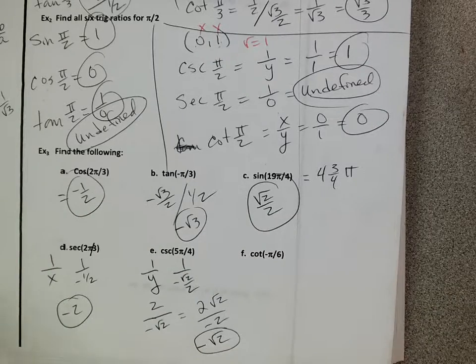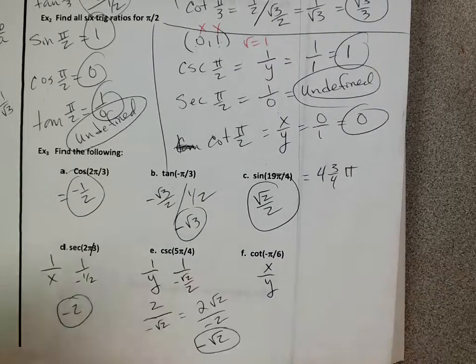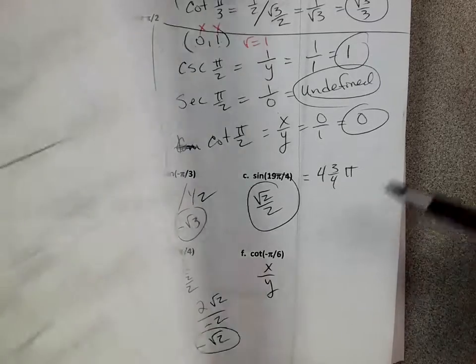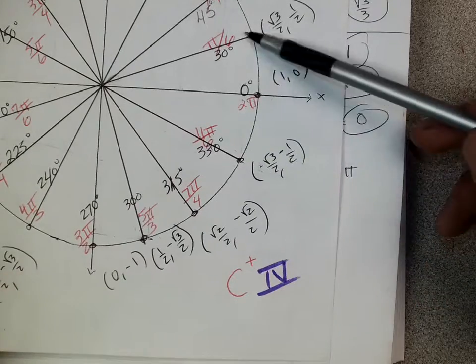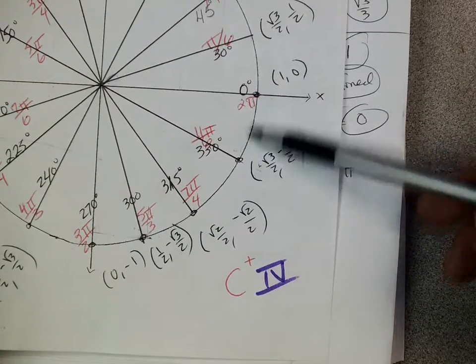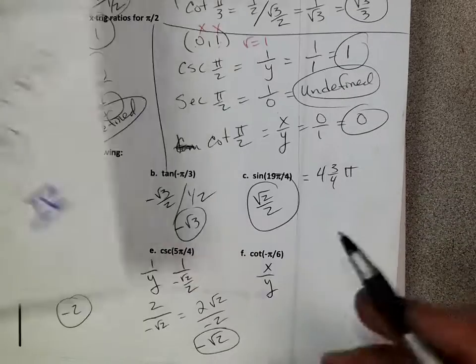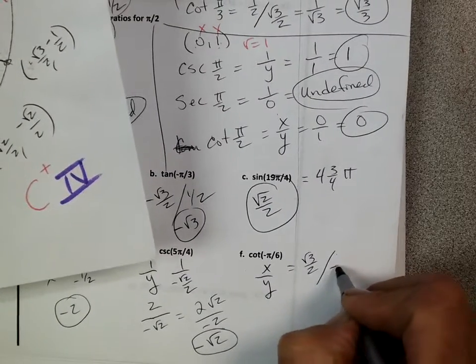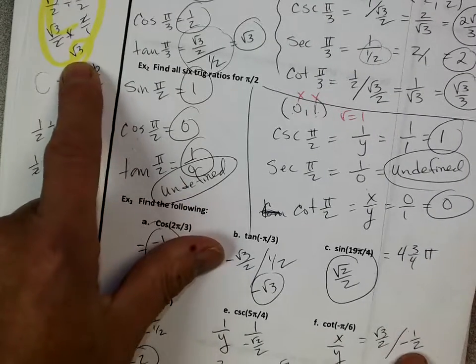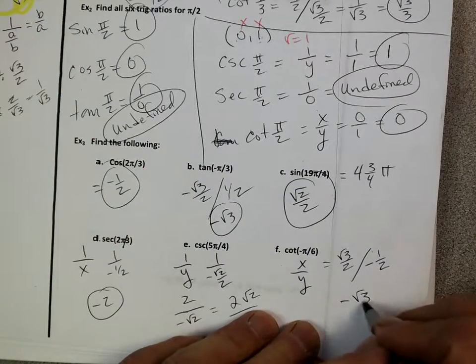Cotangent, negative pi 6. Okay, cotangent is the x over the y, all right? So negative pi 6 is right there, because that's positive pi 6, so we rotate to the negative pi 6. And cotangent is the x over the y, so we're going to get square root of 3 over 2 all over negative 1/2. We have already done all that math over here, and we wound up with a square root of 3, but in this case we're going to get a negative square root of 3. Okay, not too bad.